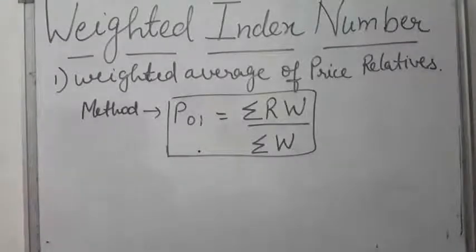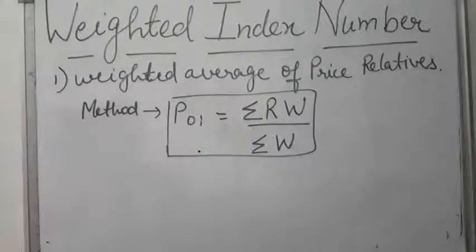Let's start our chapter, index number. In the first module, we constructed index numbers by the simple index number method, and in that we saw all items were of equal importance and we gave equal importance to each item. Now in this module we will study weighted index numbers.